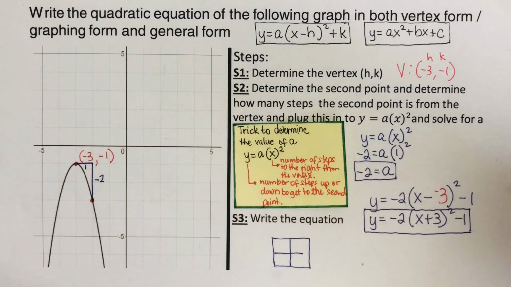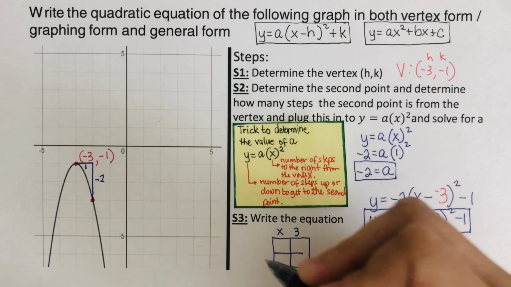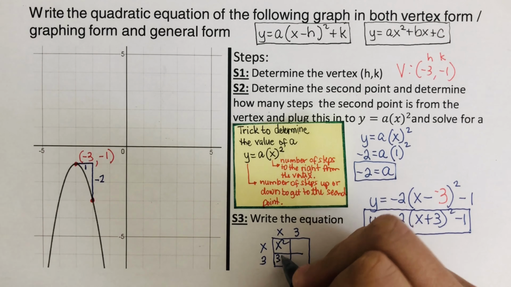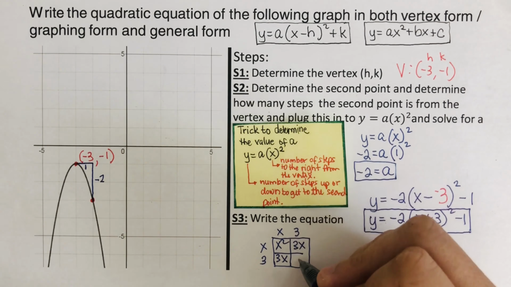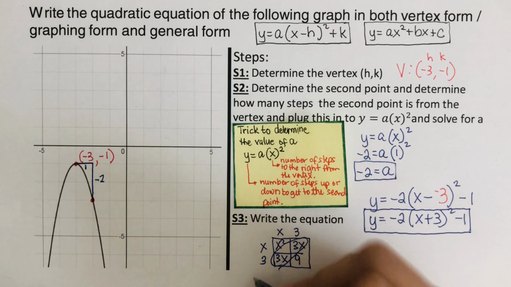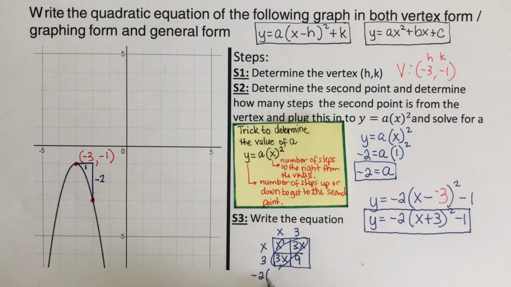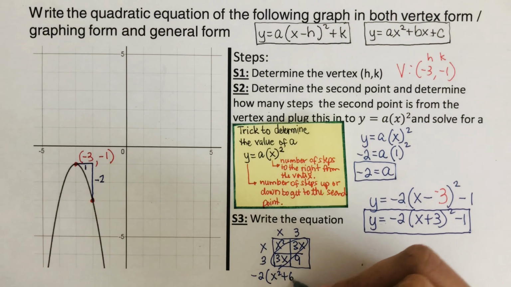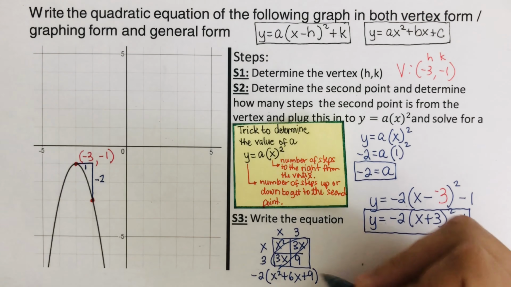So that would be x plus 3 and then x plus 3. So then this is x squared, 3x, 3x, and 9. So that's the diagonal right there. So we rewrite it. So that would be a negative 2 parentheses. So that's a negative 2. I put that here. So x squared plus 6x plus 9. And then we still have a minus 1.